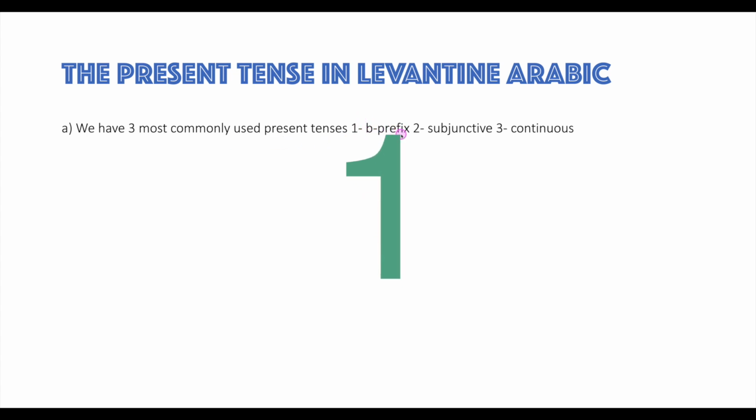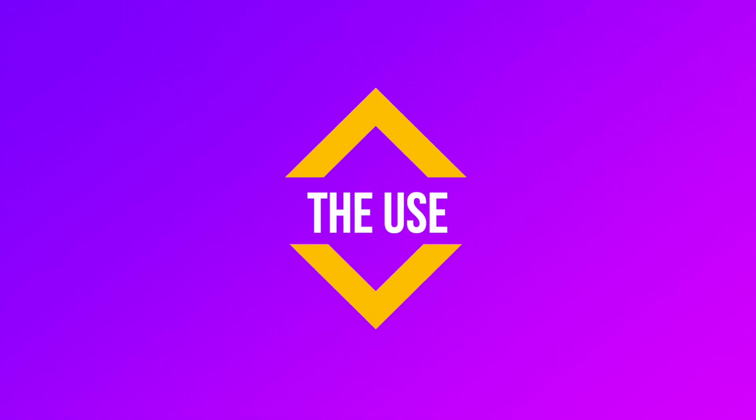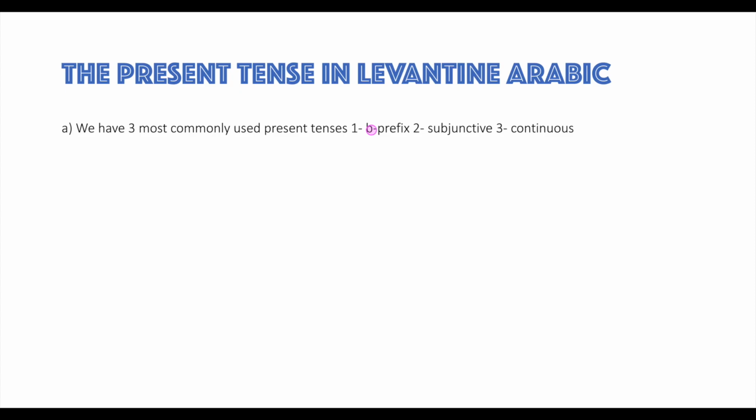The first one is the b-prefix. I'd like to highlight that this is purely a dialect creation. What do we mean by the b-prefix? The b-prefix is literally every conjugation that starts with the letter B for bravo. When do we use it? Well, we use it to talk about habitual activities, things that we do on a daily basis, like daily routines. I go, بروح, I see, بشوف, and so on.